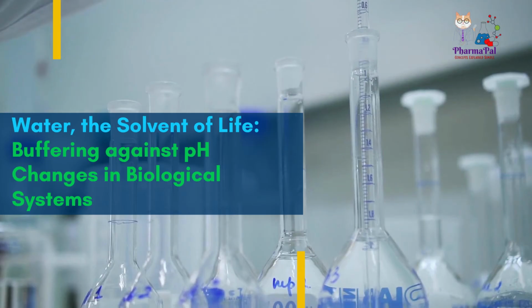Let's break it down further. The pKa is the negative logarithm of the acid dissociation constant, which tells us how readily the weak acid donates a proton. The Henderson-Hasselbalch equation allows us to calculate the pH of a buffer solution when we know the pKa and the concentrations of the weak acid and its conjugate base.